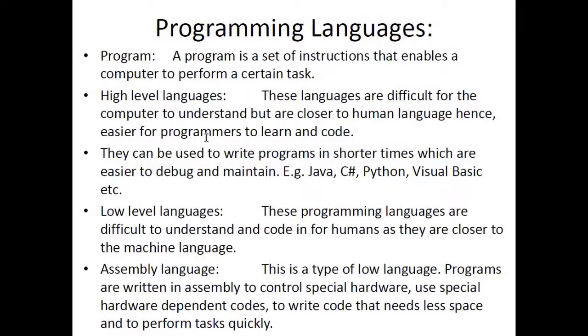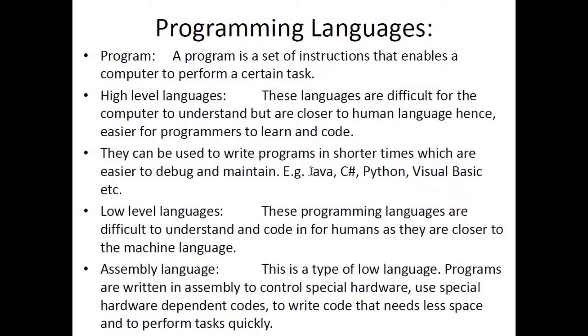Now, there are three types of programming languages: high-level languages, low-level languages, and assembly language. High-level languages are difficult for the computer to understand, but they are close to human language. Hence, they are easier for the programmer to learn, to code, to read, to write, and to debug. They can be used to write programs in shorter time. They are easier to debug and maintain. Maintaining a program means that if a programmer has written some program, then another programmer is able to read it and understand what that programmer has written or make modifications to it.